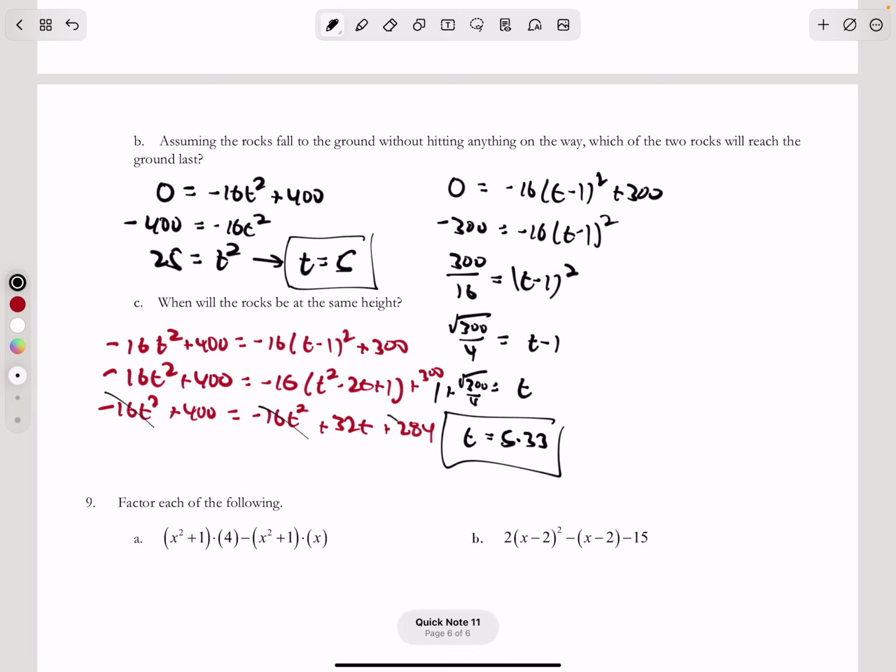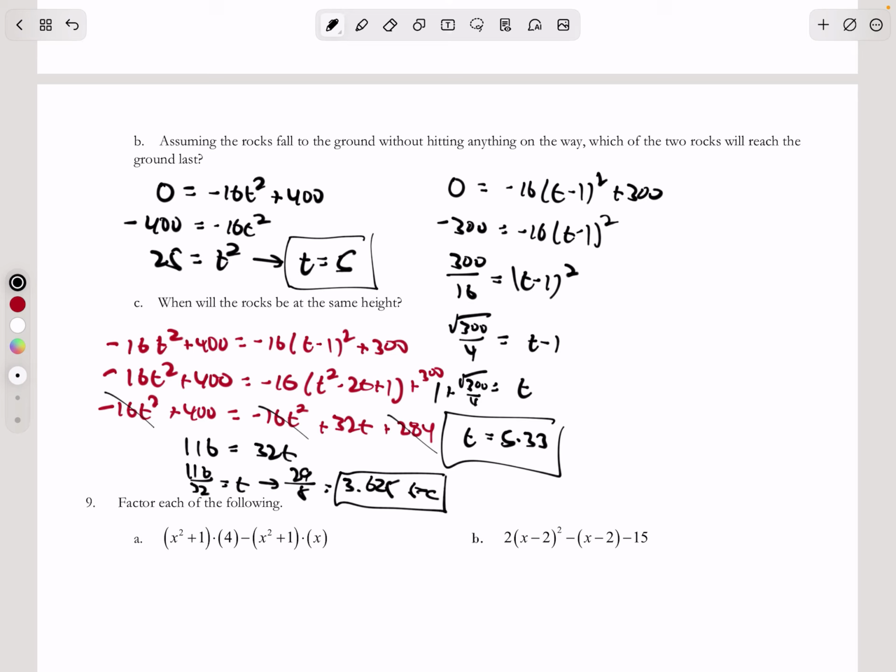And I could bring 284 over to the left side. I can subtract it, and I'm going to get 116 equals 32t. It doesn't quite go in 4 times, but it's 116 over 32. They're both divisible by 4. That's 29 over 8, which is 3.625 seconds when they'll be at the same height.